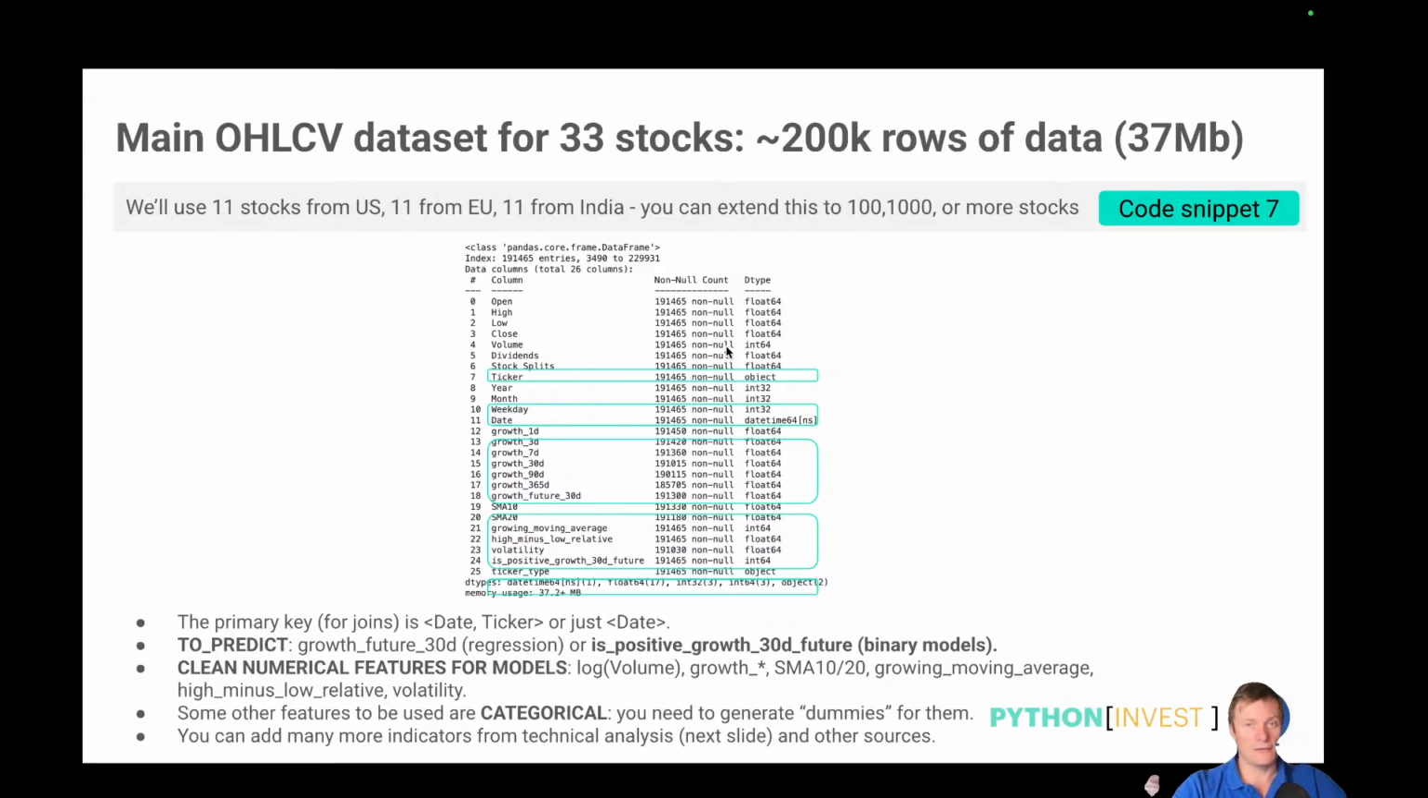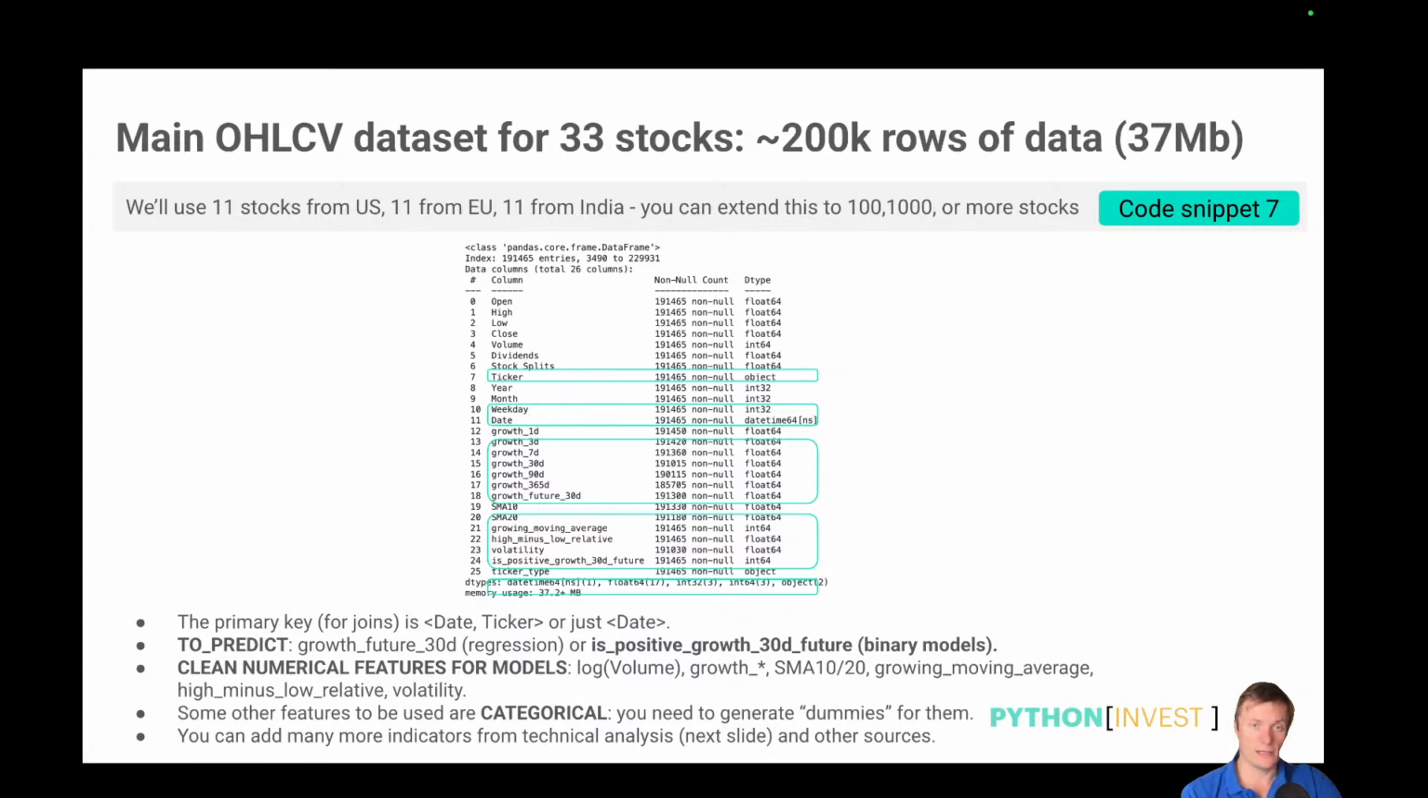Here, in code snippet number 7, you will see that it's about 230K records of data for 33 stocks. There are already some metrics defined, like ticker or company, then what's the weekday. This is a derived feature based on the date. Say we know that on Fridays and on Mondays there is a weekday seasonality.